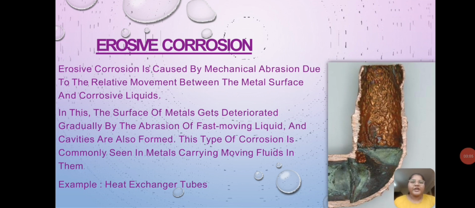Erosive corrosion. Erosive corrosion is caused by mechanical abrasion due to the relative movement between the metal surface and corrosive liquids. In this, the surface of the metal gets deteriorated gradually by the abrasion of fast moving liquid, and cavities are also formed. This type of corrosion is commonly seen in metals carrying moving fluids in them. Example, heat exchanger tubes.